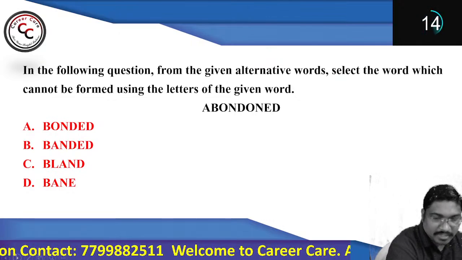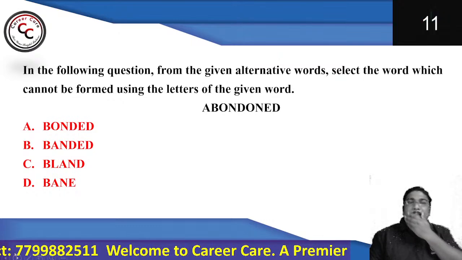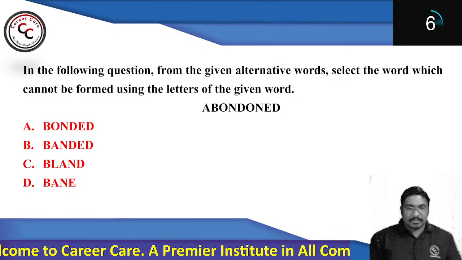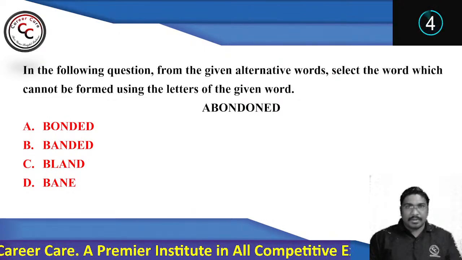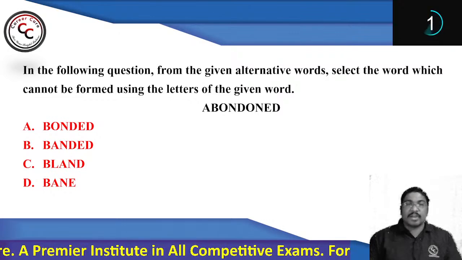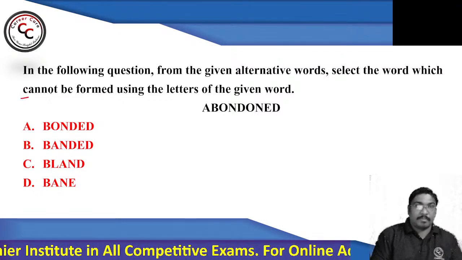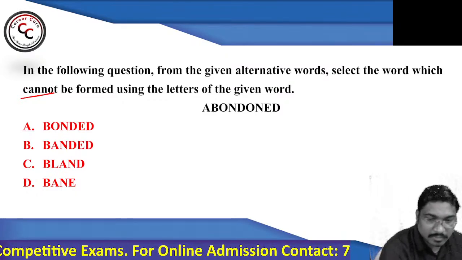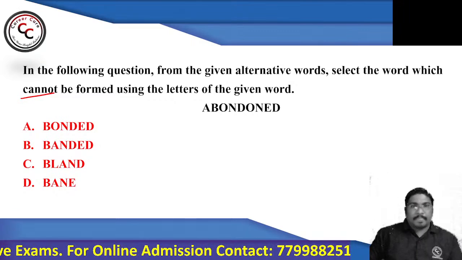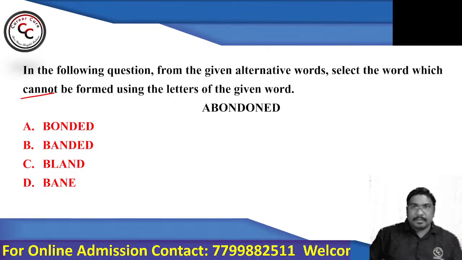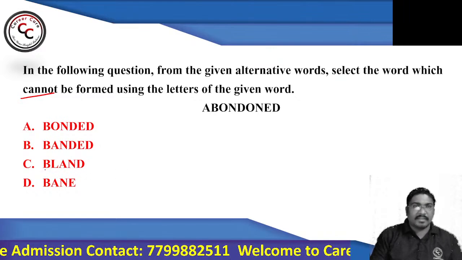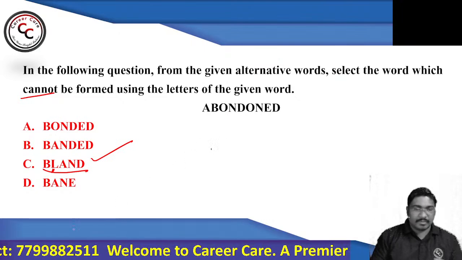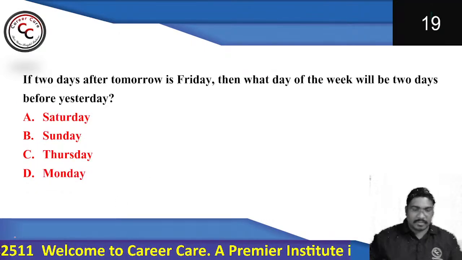See and tell me what does your answer say? The following question: from the given alternatives, select the word which cannot be formed. Okay, cannot be formed. Okay, no answer so far. Bland is the word. Why? Because you cannot find L in the given word. That's right. Yes, option C.